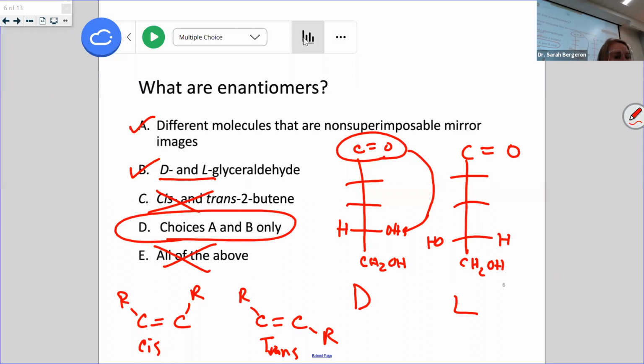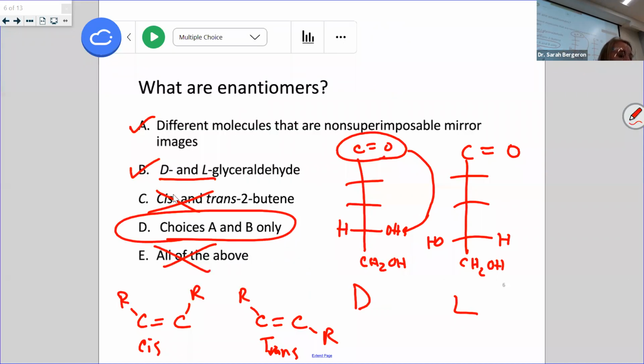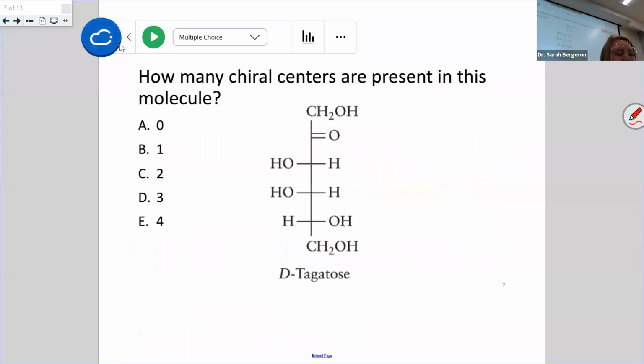So what did we say? D. A lot of people wanted to say A, so that's good, but be careful with this cis and trans. Okay, is that my last one? No, one more, last one. All right. How many chiral centers are present in this molecule?